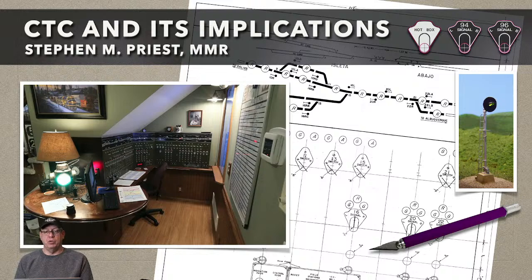That is, by the time you leave a staging yard and run across the layout on most railroads, it's a 10 or maybe a 15-minute run at most. And copying 2 or 3 or 4 or 5 orders to do that often can lead to considerable delays, especially if you have multiple trains out there. So the name of the presentation is CTC and its implications.